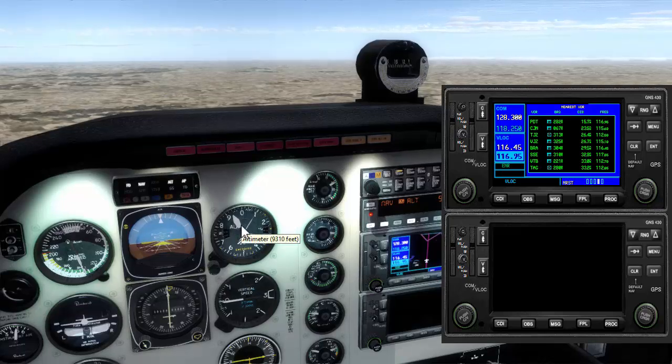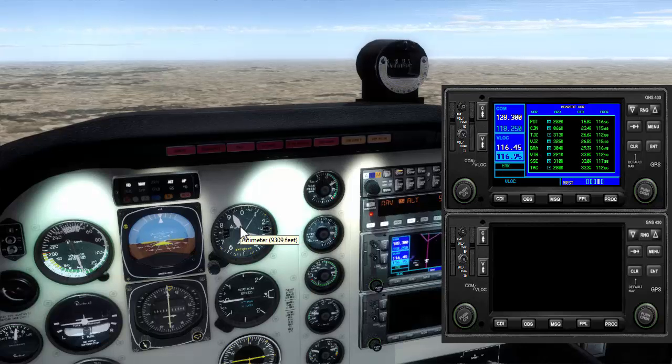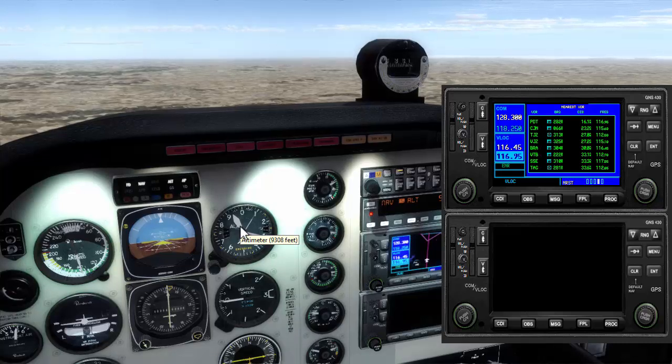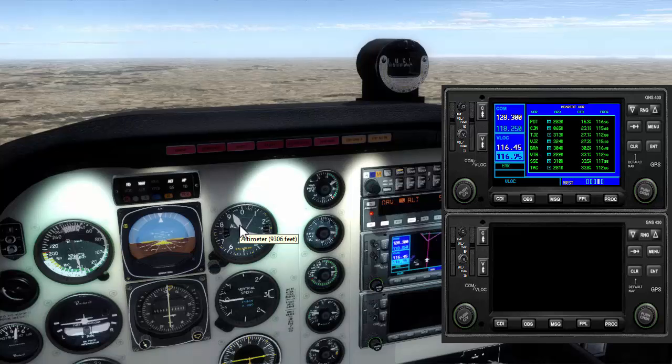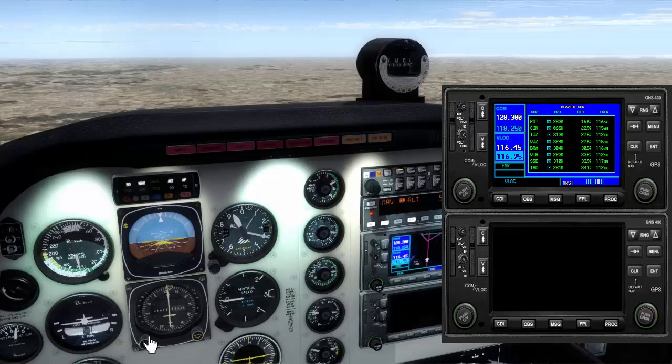Okay, and I am comfortable with the speed I'm having. And right now my altimeter is showing, or our altimeter, because you are with me, so our altimeter is showing 9,300 feet, 9,308 or 9,307. Okay, 9,300. So our altimeter is showing that value.